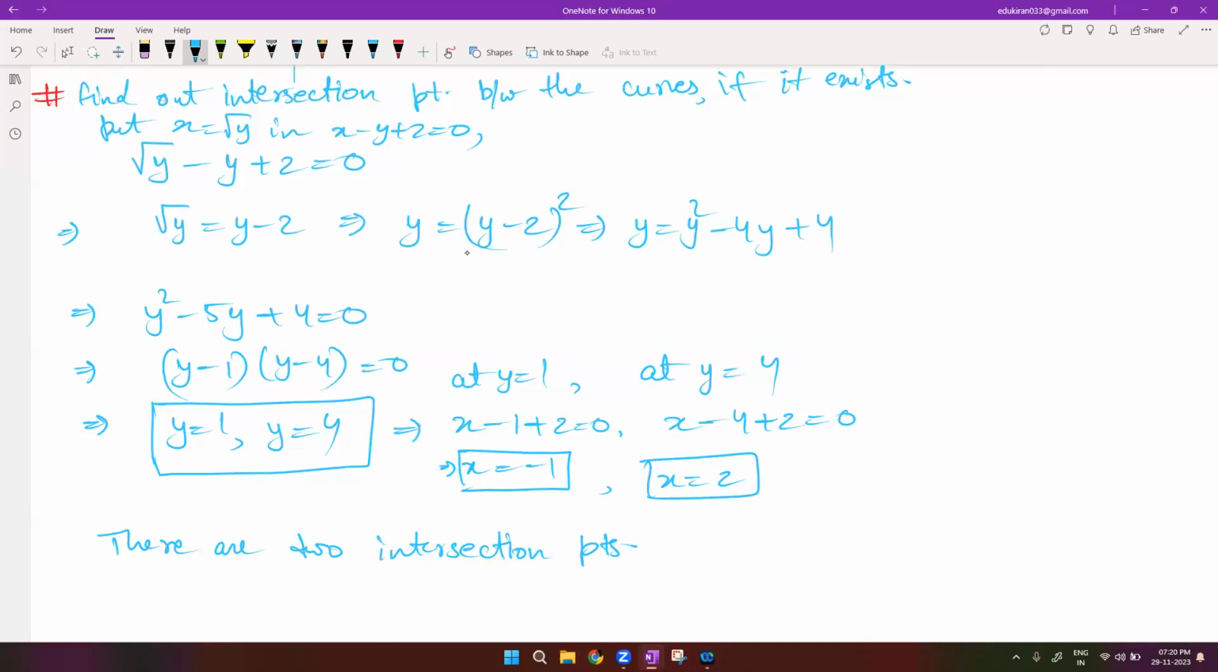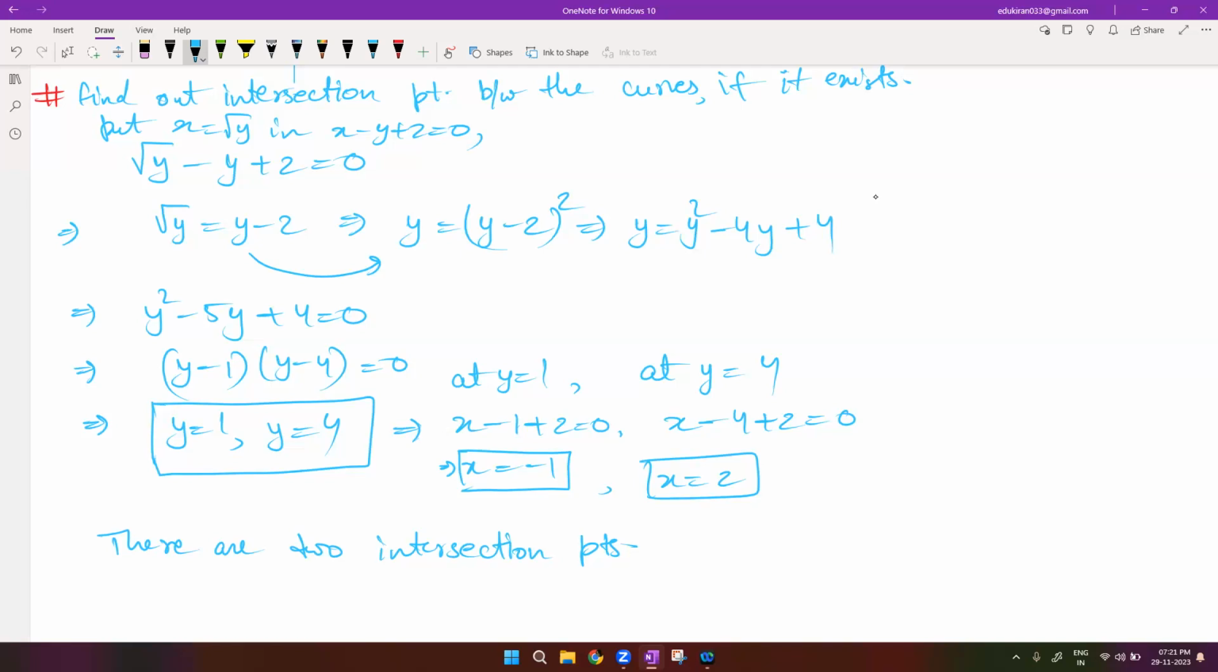देखो यहाँ पे होल स्क्वायर करते ही उसने वो कर्व x square is equals to y ले लिया, rather than taking x is equals to root y, right? The equation took x square is equals to y. Why? Because we have squared the function here. See, that is why it is giving us two intersection points. Okay, so there are two intersection points in this case, right?